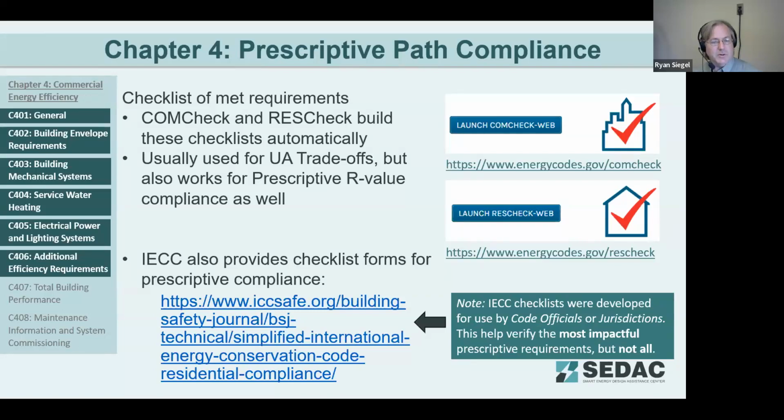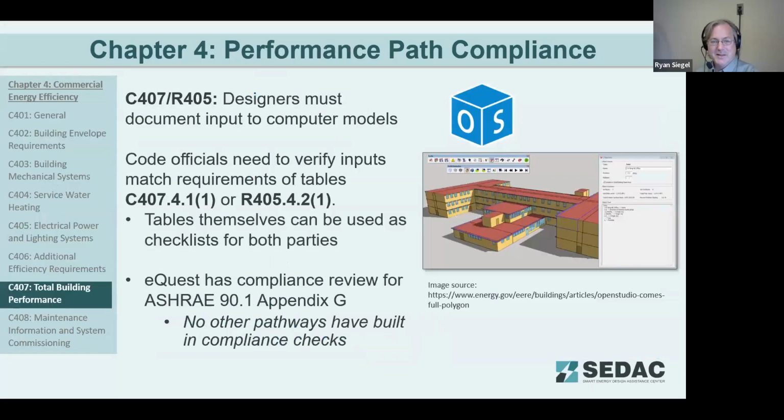Also, something else that we do call out, you might check with your jurisdiction to see if they have any particular prescriptive compliance forms. The International Code Council did develop a checklist form that you can use, but that's not necessarily used by all jurisdictions. So go ahead and ask your jurisdiction if they have any particular forms or things that they wish to have you use for that. Again, the easier you make it for the jurisdiction, oftentimes I find the easier they're going to make it on you too.